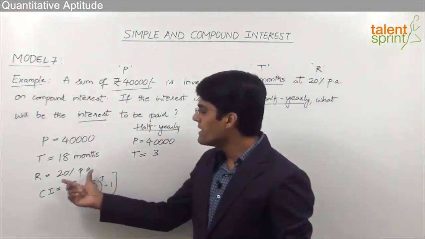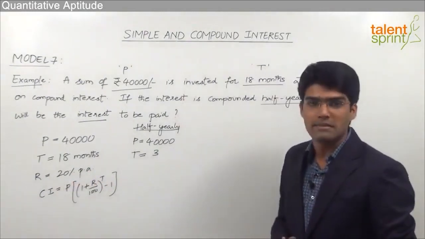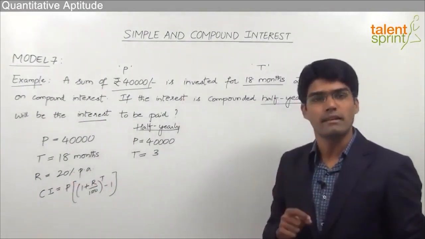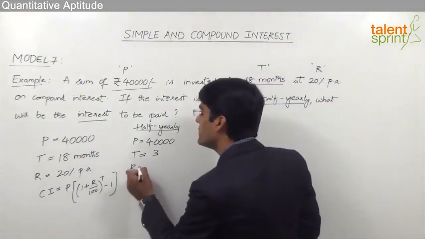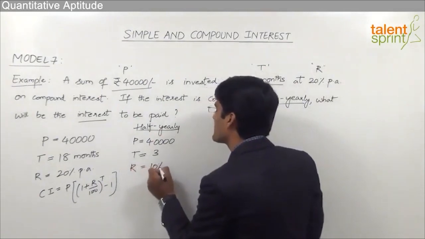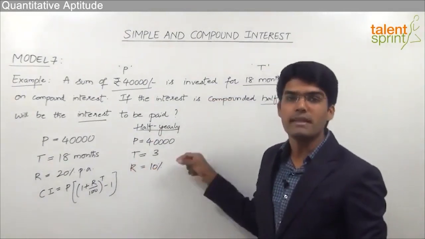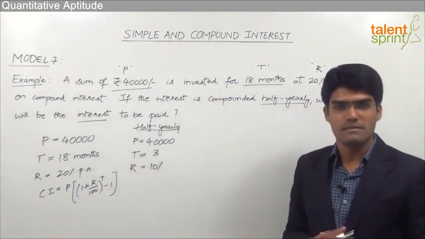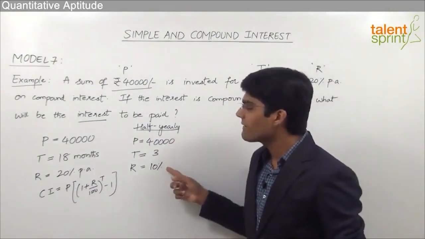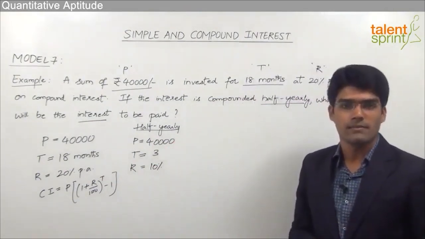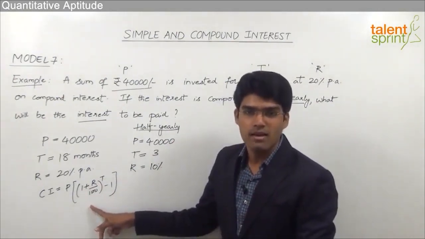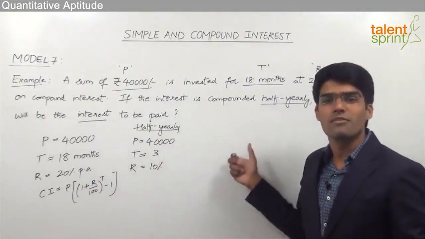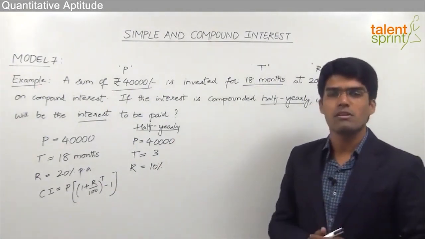And the given rate of interest is 20% per annum. That means 20% for 1 year. But since this is half yearly compounding, the rate of interest that we need to use should be only 10%. 10% per period, where each period is 6 months. So these are the 3 values that have to be used in finding the answer. Now either we can use the formula of compound interest to get the answer, or otherwise we can go by the concept of percentages that we have understood in model number 2.